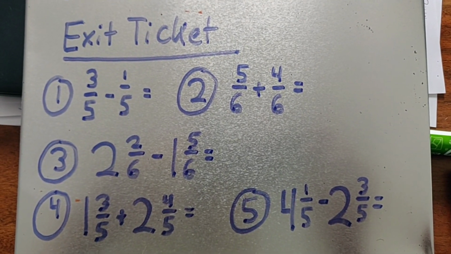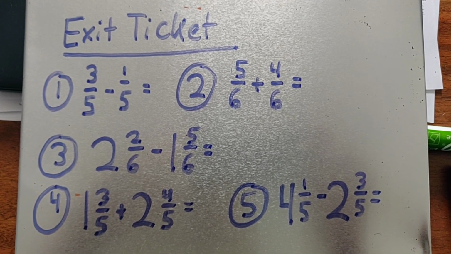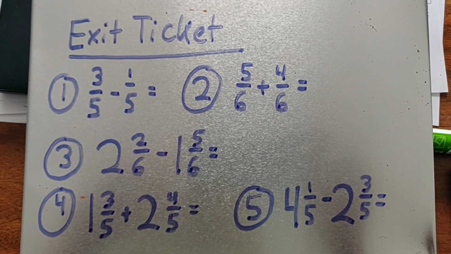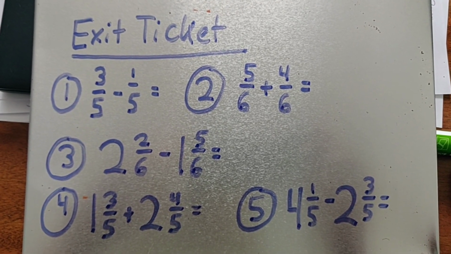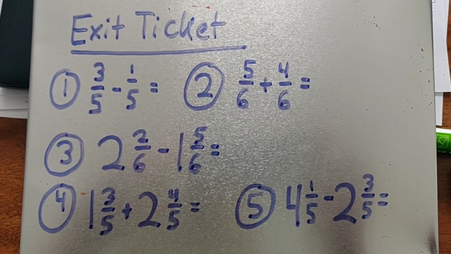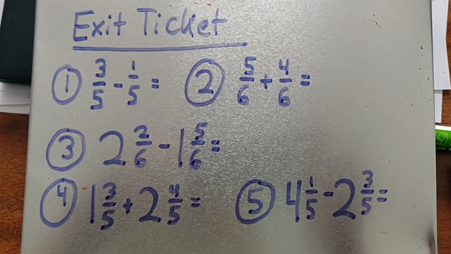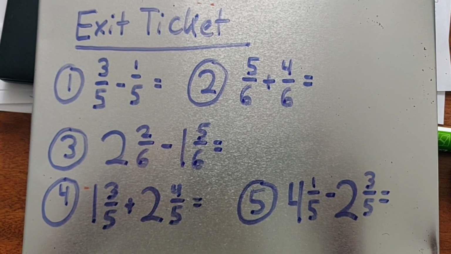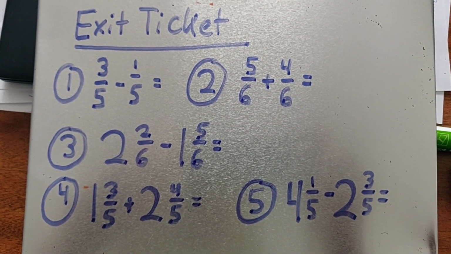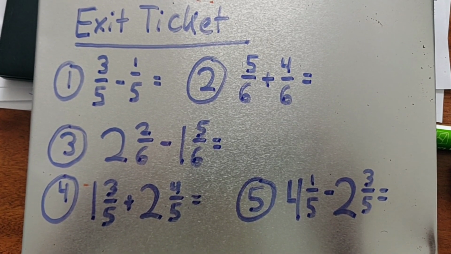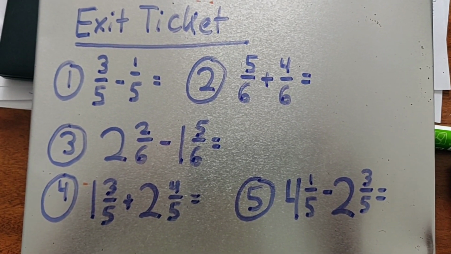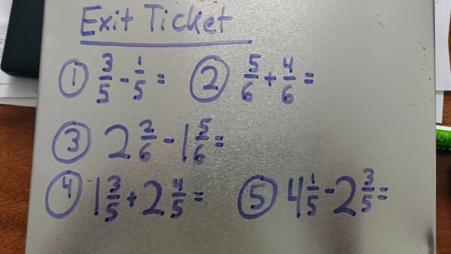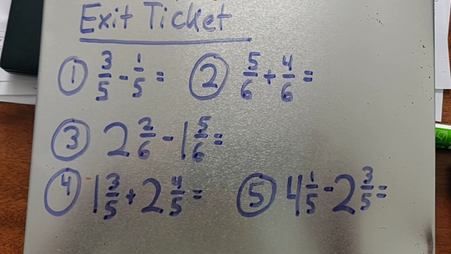Okay, so we're moving on to our exit ticket. I just want to remind you before I even read the problems that you need to go ahead and use models and the same strategies that we just used, the same way we did, to add and subtract fractions and mixed numbers with common denominators. Okay, so the first problem, number 1, 3/5 minus 1/5. Number 2, 5/6 plus 4/6. Number 3, 2 and 2/6 minus 1 and 5/6.